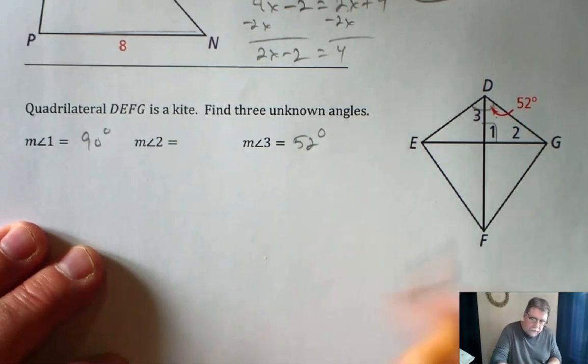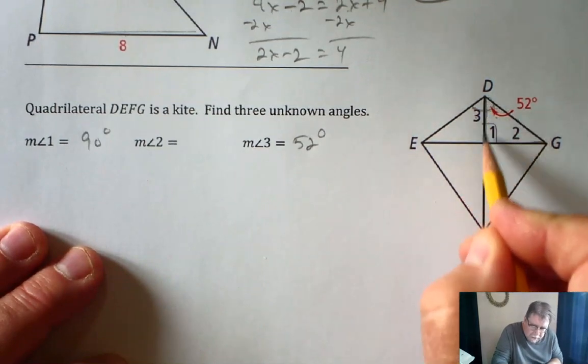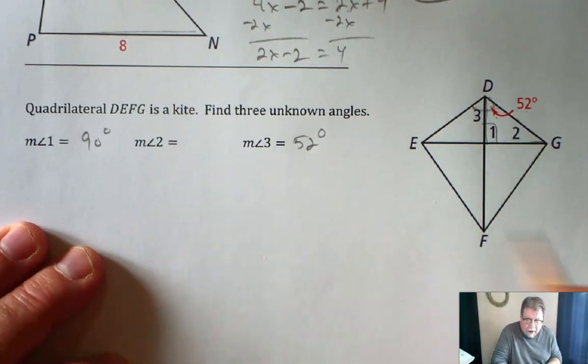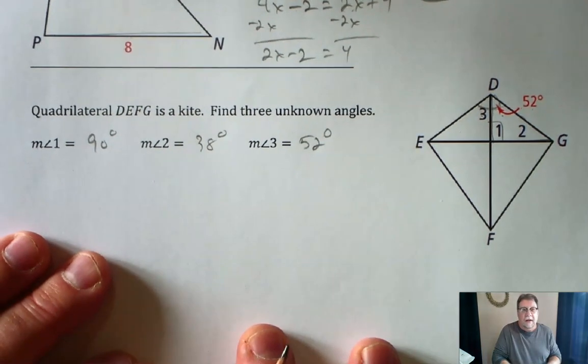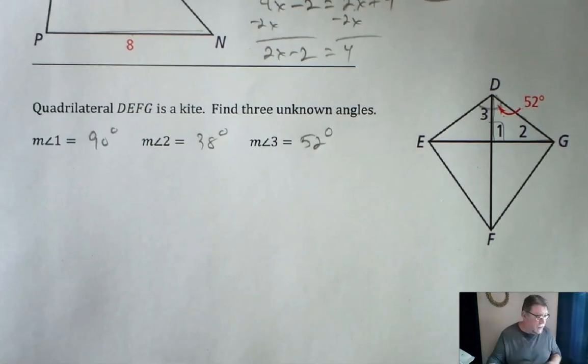be 52. And because I have a triangle here, that's a right triangle, I simply have to take 52 from 90 to get angle 2. So 90 minus 52 would be 38 degrees. So there's our measurements for that particular kite, and there's our notes.